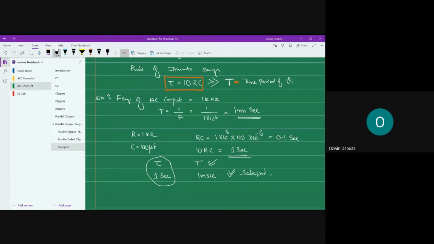So this being the introduction, probably tomorrow I can take up the practical clamper operation. Any doubts, you tell me. Did you understand? Do you want me to repeat anything? You just let me know. Okay.